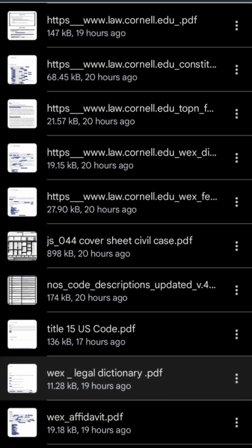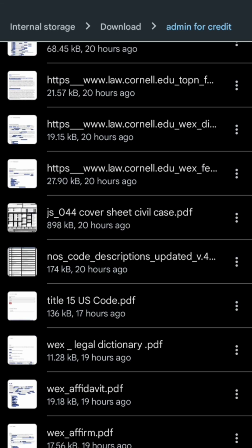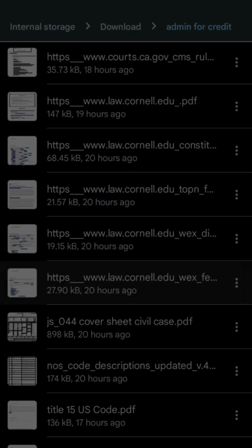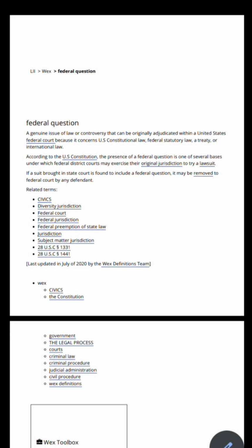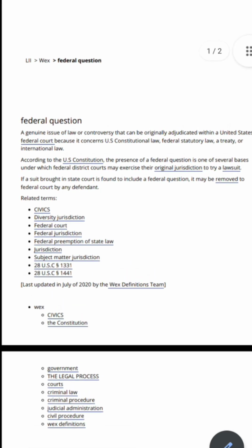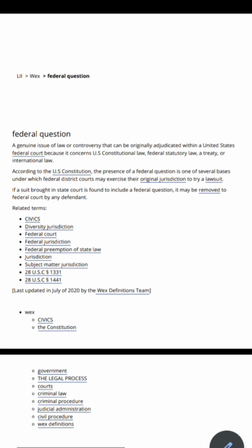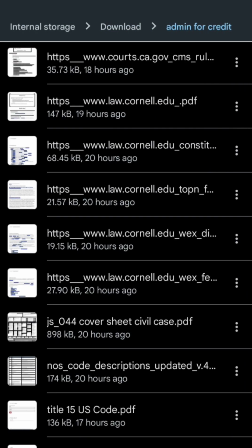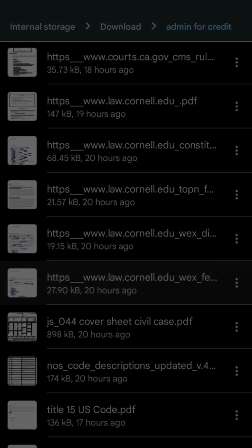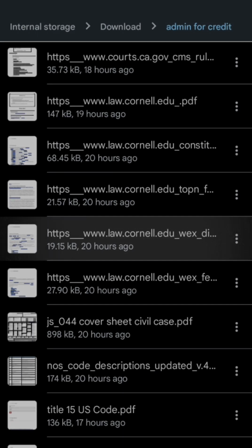What I had to do, like I tell everybody else, was look up those definitions to get a full understanding of it, because I wasn't really sure. Here, federal question. You guys read it on your own terms. I don't have time, but you see where I got the information from: Law Cornell Wex.